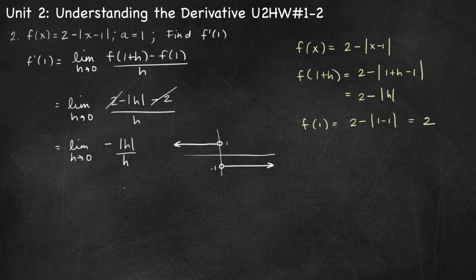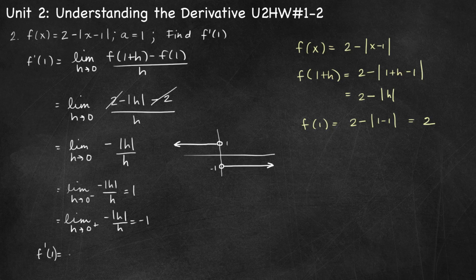So what's happening here, the limit as h approaches 0 is different from the left and the right. The left-hand limit, as h approaches 0 from the left-hand side, is equal to 1. And the right-hand limit, as we approach 0 from the right-hand side, is negative 1. And since those are different values, this limit does not exist. And if this limit does not exist, then f prime of 1 does not exist.